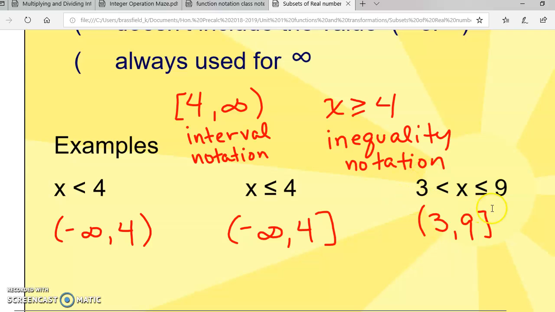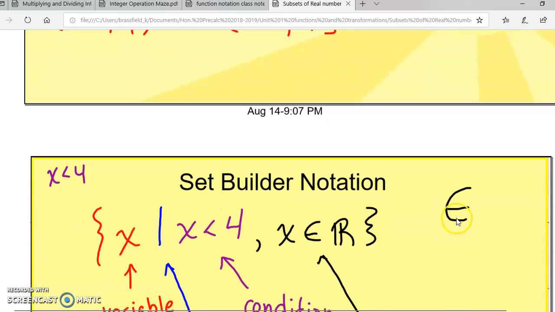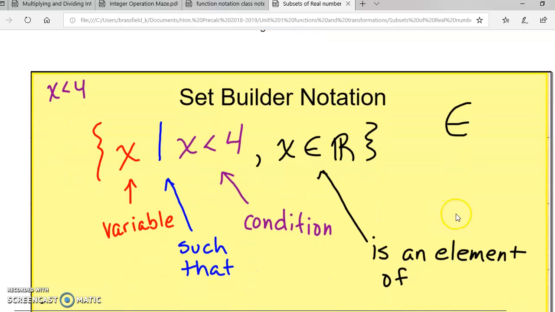This one, since it's a little bit different, you're going from 3 to 9. So you're just talking values in between 3 and 9. You don't want to include 3, but you do want to include the 9 because of equal to. So that should be pretty straightforward. That's just interval notation. Sorry, I'm trying to not go too fast. I only get 15 minutes for recording.